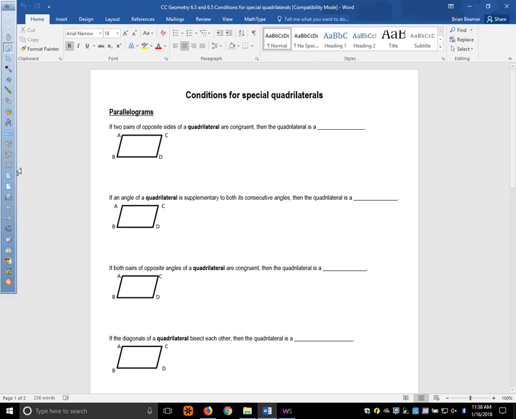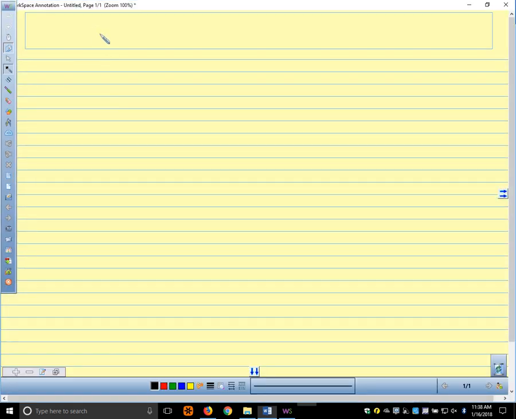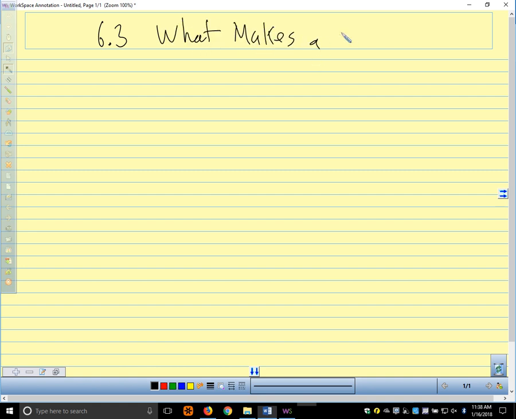All right, so this is section 6.3. Last time we did 6.2 and 6.4 together. And I'm going to call this what makes a parallelogram.